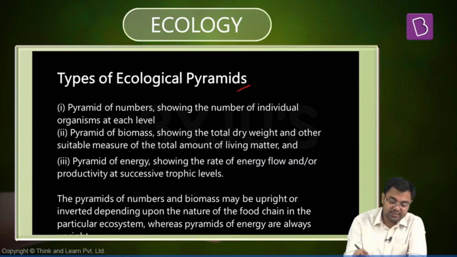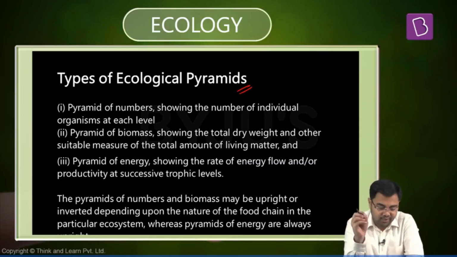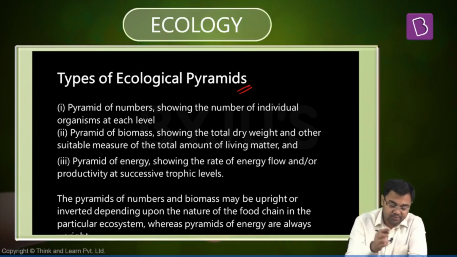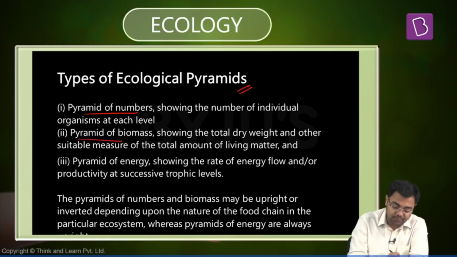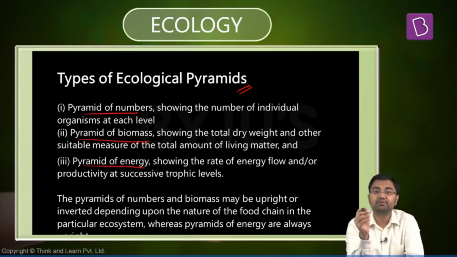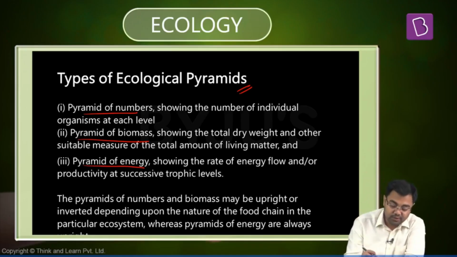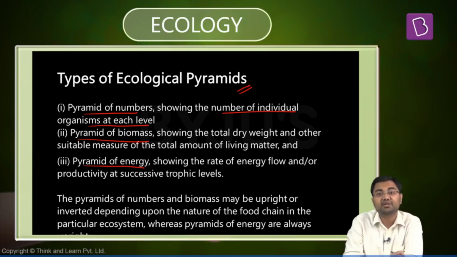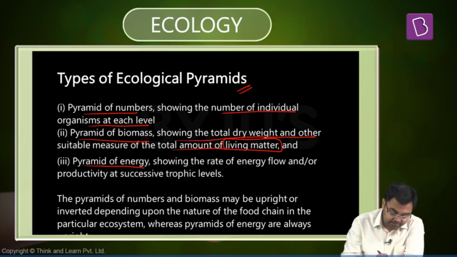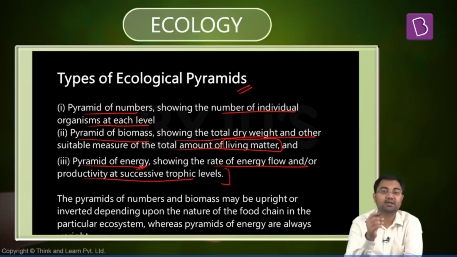So first of all, let's see what kinds of pyramids we have and why we need these pyramids. First, we have a pyramid of number, a pyramid of biomass, and a pyramid of energy. Pyramid of number will show the number of individual organisms at each level. Then the pyramid of biomass shows the total dry weight and other suitable measure of the total amount of living matter in the given trophic level. And then the pyramid of energy shows the rate of energy flow or productivity at successive trophic levels.